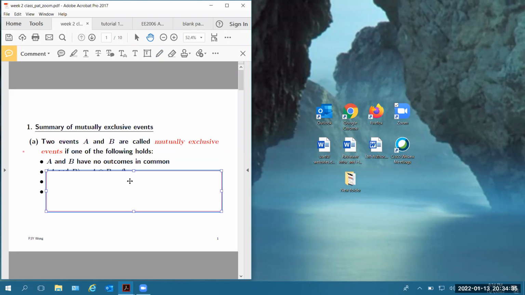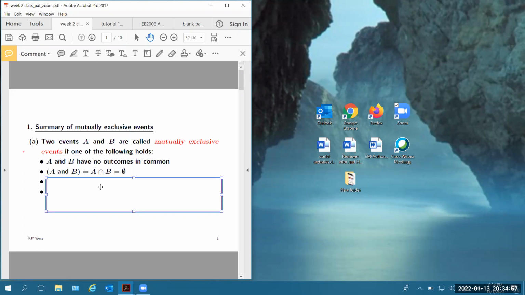Now, this definition also appears in our lecture notes. So in fact, this is what you get in the lecture notes. When you say that two events A and B are mutually exclusive, well, these two events have no outcomes in common. Now this one, A and B have no outcomes in common, immediately leads to this one here.